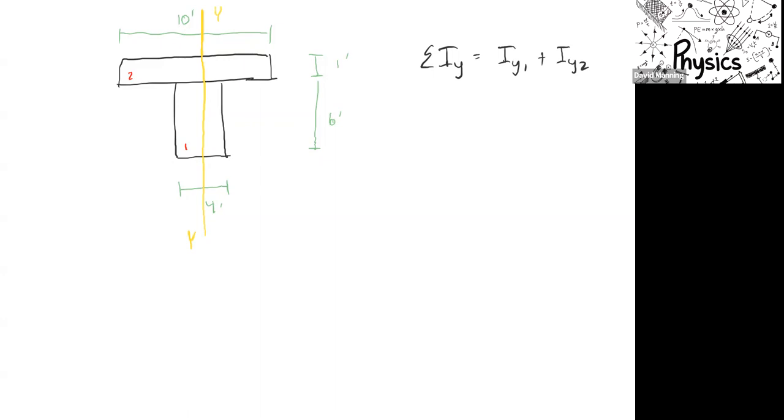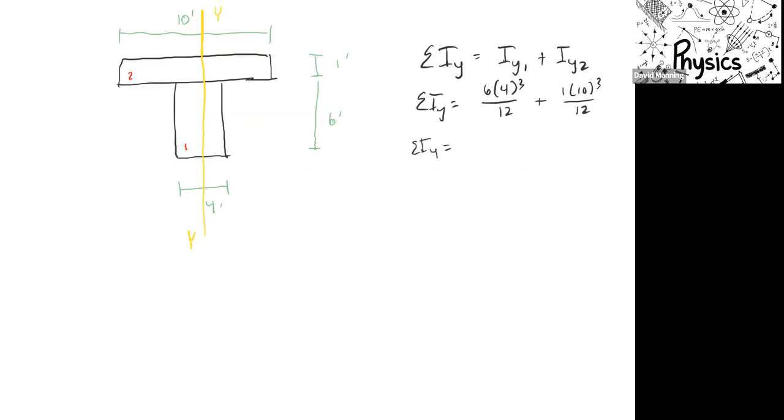So we would do hb cubed over 12. You would do your 2 shapes, because it goes through the center, you don't have to do anything special. So to solve this, you would say the sum of the Iy is hb cubed over 12. So the height of shape 1 is 6 times 4 cubed over 12 plus 1 times 10 cubed over 12.